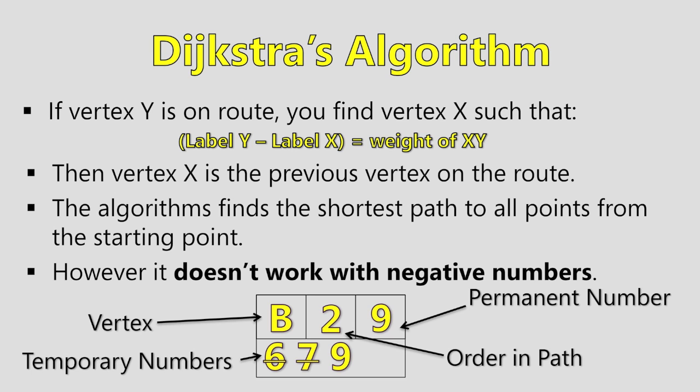The algorithms find the shortest path to all points from the starting point, so don't go doing it all again if they ask you for the distance from one place to the starting point, as long as it is the same starting point, otherwise you do have to do it all again. However, it doesn't work with negative numbers. That is a good negative thing if they ask you about that. See the pun there?